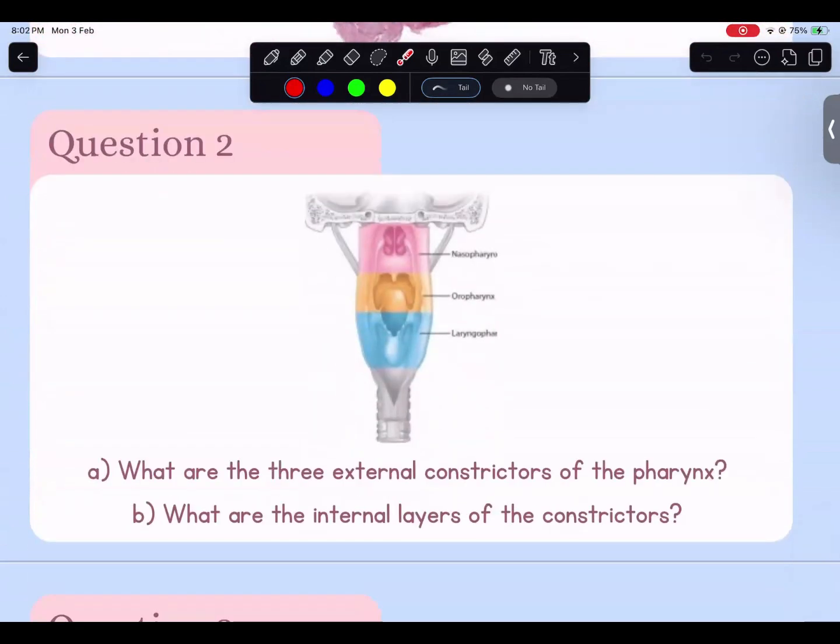Okay, question 2. What are the external constrictors and what are the internal layers? Internal layers is basically the strap muscles that we talked about because they go towards the interior. One second, I can't see the question. Yes, it is by the muscularis externa layer. As you're going down to the lower esophagus, the muscularis externa basically thickens.